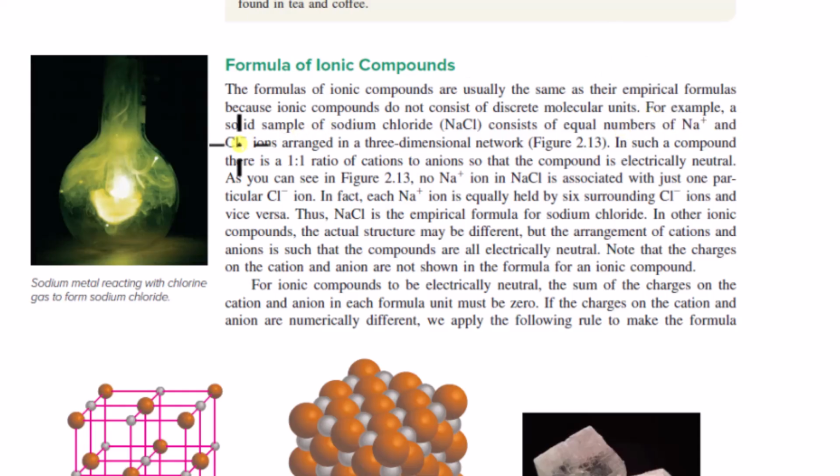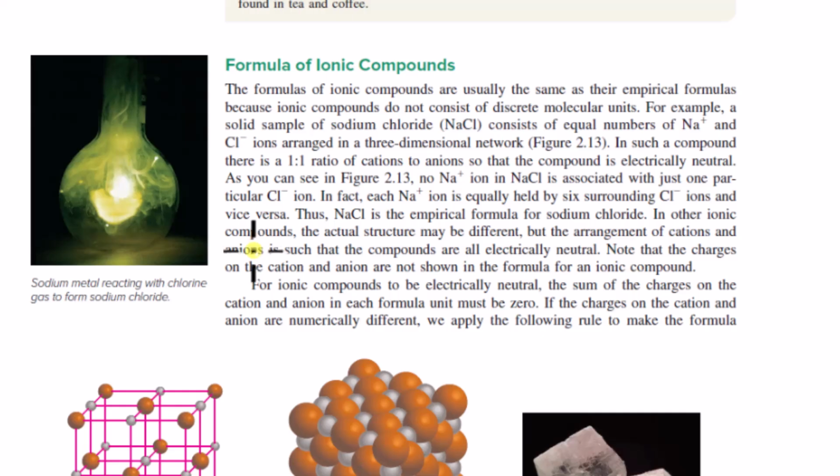For example, a solid sample of sodium chloride consists of equal numbers of Na+ and Cl- ions arranged in a three-dimensional network. In such a compound, there is a 1-to-1 ratio of cations to anions so that the compound is electrically neutral. As you can see in figure 2.13, no Na+ ion in NaCl is associated with just one particular Cl- ion. In fact, each Na+ ion is equally held by 6 surrounding Cl- ions and vice versa. Thus, NaCl is the empirical formula for sodium chloride.